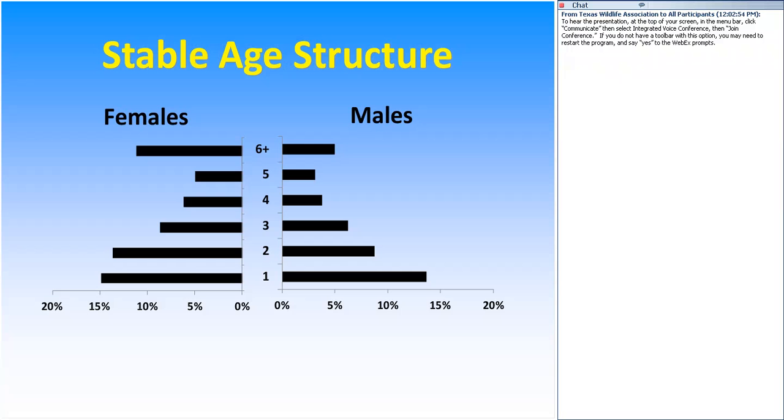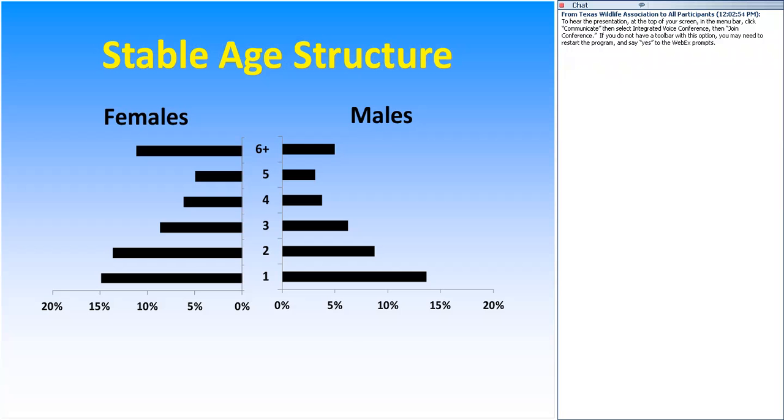Another reason why fawn production, and this is more an idea of consistent fawn production, can be important, relates to the age structure of deer. And so what I've got on this graph are the proportion of deer, both males and females, in each age class from 1 year old up to 6+ years old.